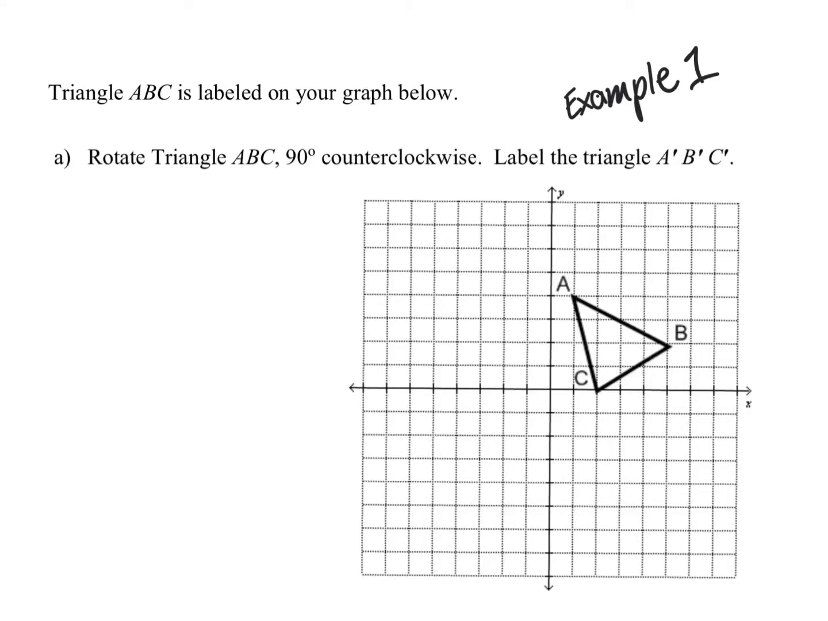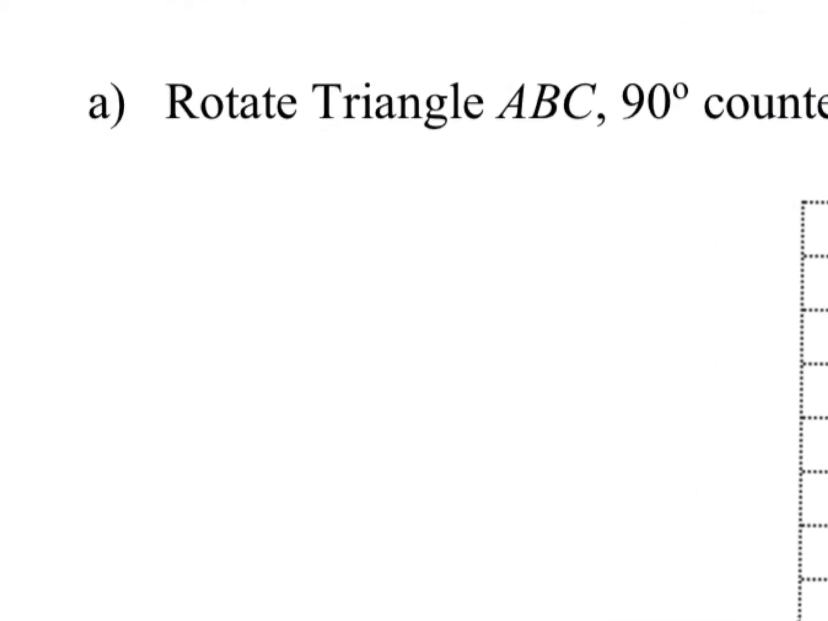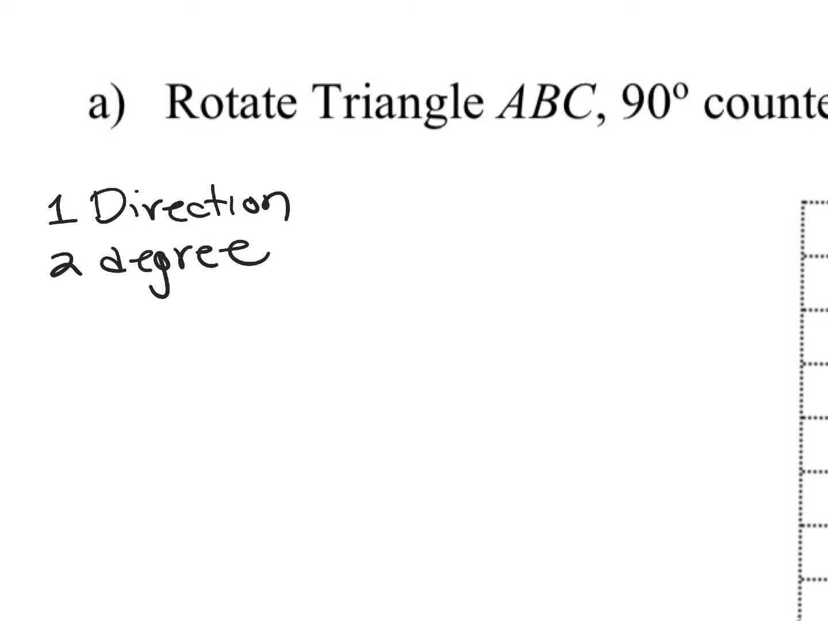Okay, before we begin this example, let's get an idea of what we need in order to solve it. So the first thing we're going to need to know is the direction in which the pre-image is going to be turned. The second thing we're going to need to know is the degree, how many turns we're going to take. And after we get the direction and the degree, we can determine which rule we're going to use to apply to help us get the image.